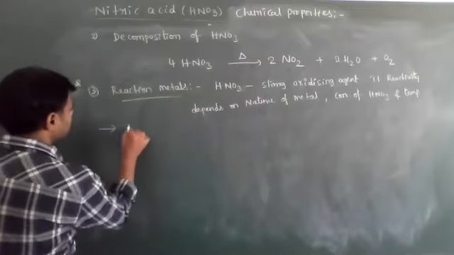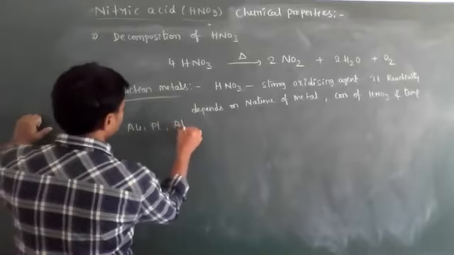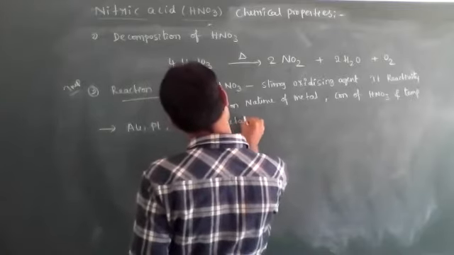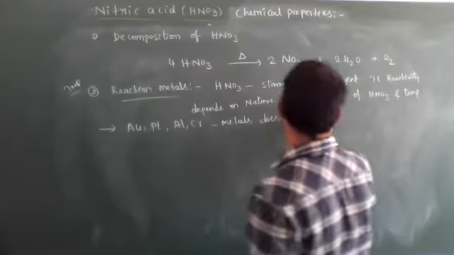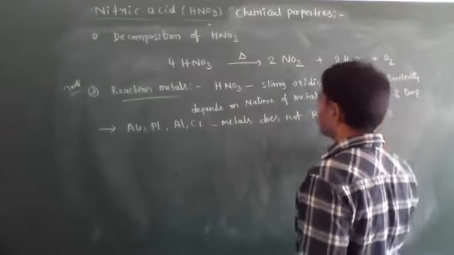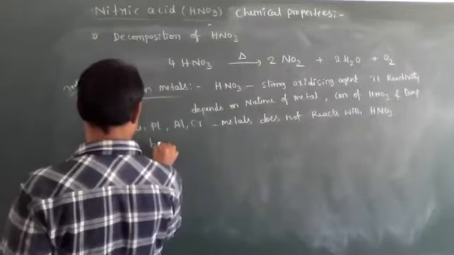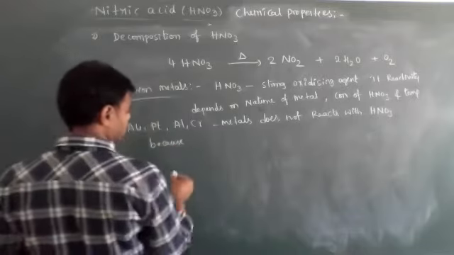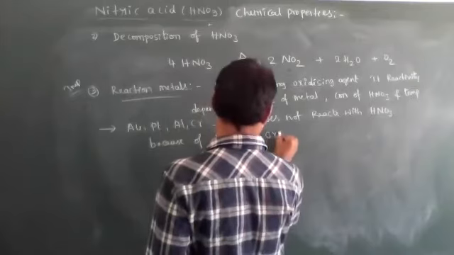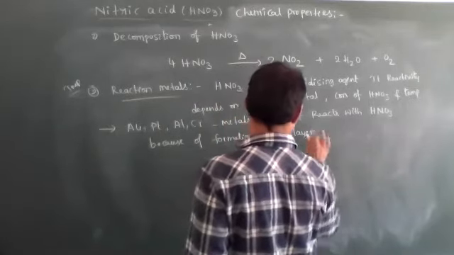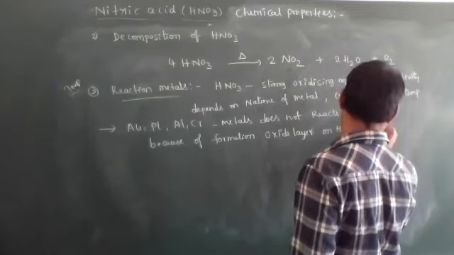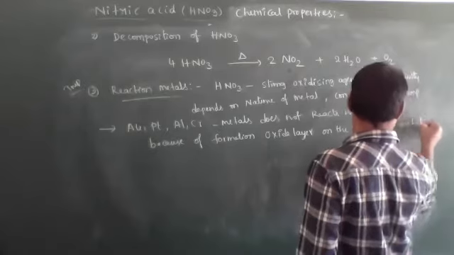But generally, some metals do not react with HNO3, for example gold, platinum, aluminum, chromium. Gold, platinum, aluminum, chromium metals do not react with nitric acid because of the formation of an oxide layer on the surface of the metal.